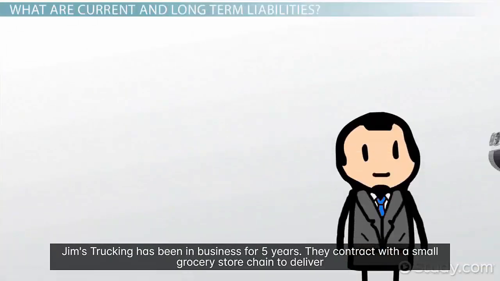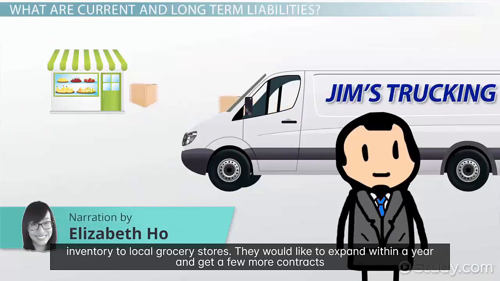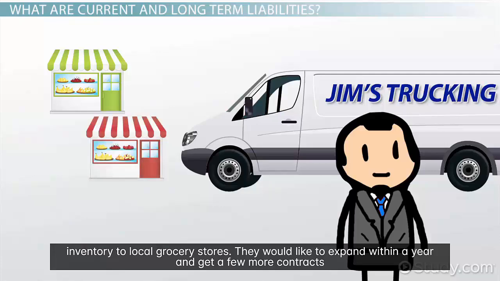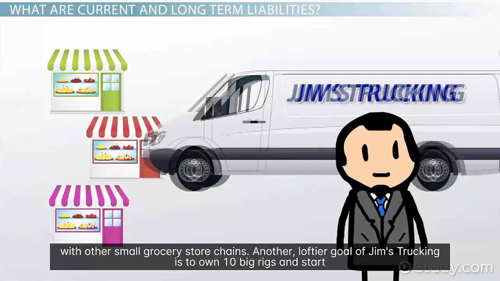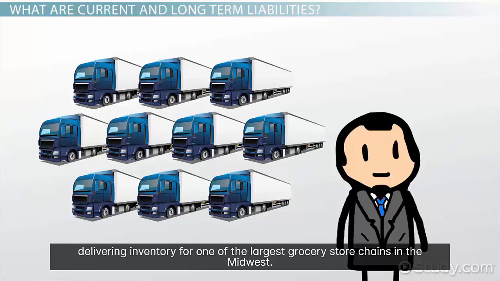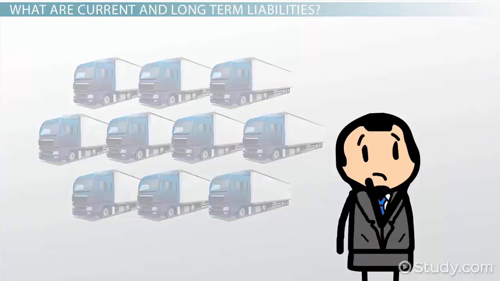Jim's Trucking has been in business for 5 years. They contract with a small grocery store chain to deliver inventory to local grocery stores. They would like to expand within a year and get a few more contracts with other small grocery store chains. Another loftier goal of Jim's Trucking is to own 10 big rigs and start delivering inventory for one of the largest grocery store chains in the Midwest. However, the owner believes it may take 5 to 7 years to achieve this goal.